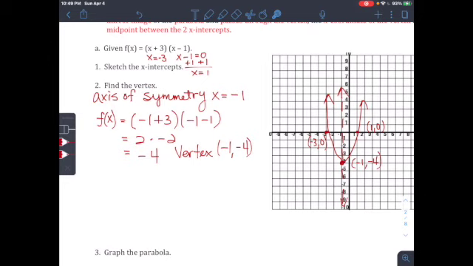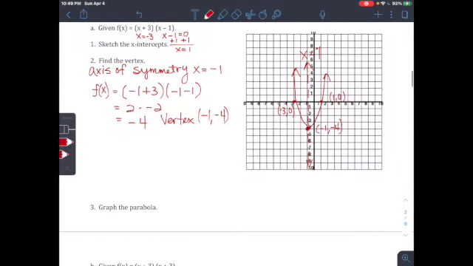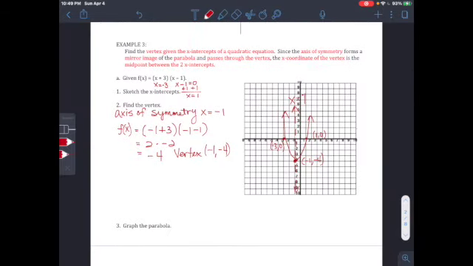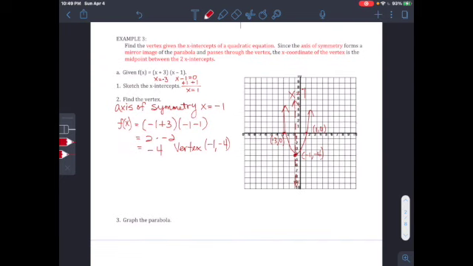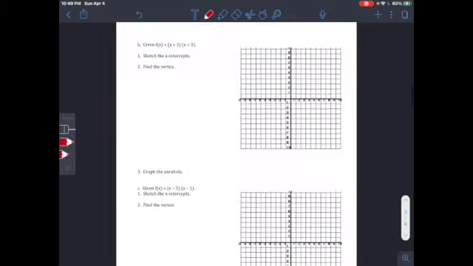And because I know that x equals -1 right here, I am going to plug it into the original equation, and I get -4 as the y-coordinate of the vertex. So therefore, the vertex is -1, -4, which is right down there. And you notice it is facing up. So there's how you graph the parabola. That's example number 3. Using the axis of symmetry to figure out where, between the two x-intercepts, is my axis of symmetry. So please try letter B and letter C.